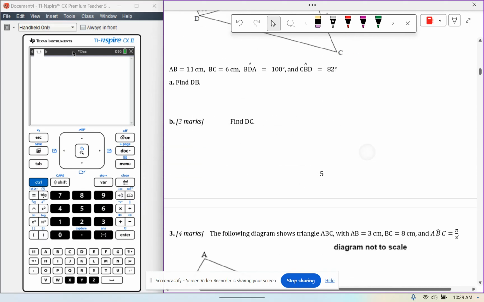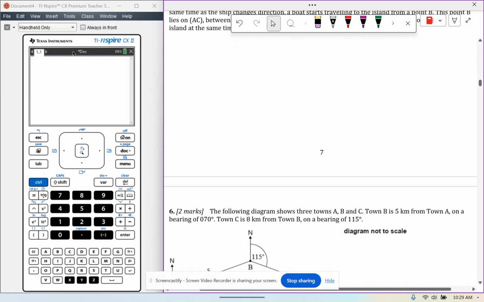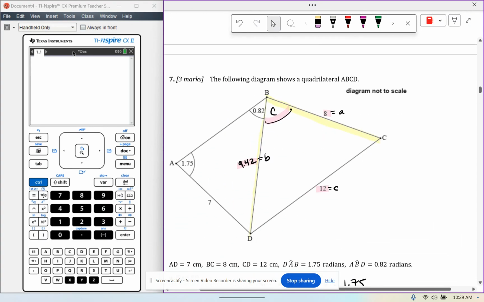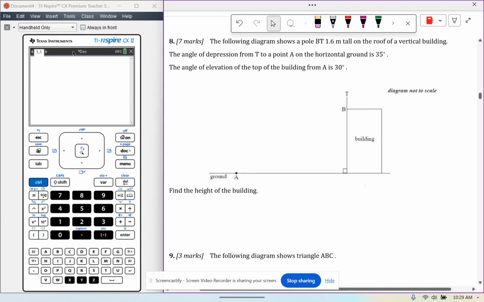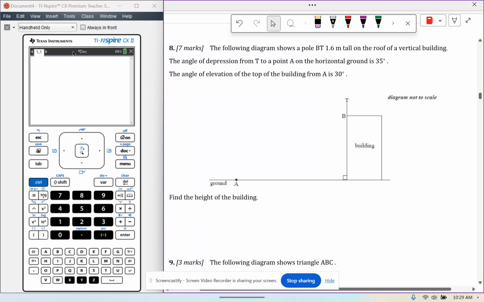Okay, let's do a problem with this. Question 8 is angle of elevation and depression. First let's scan and see if we should be in degrees or radians. I see a degree. We should definitely be in degrees. The following diagram shows a pole BT 1.6 meters tall on the roof of a vertical building.